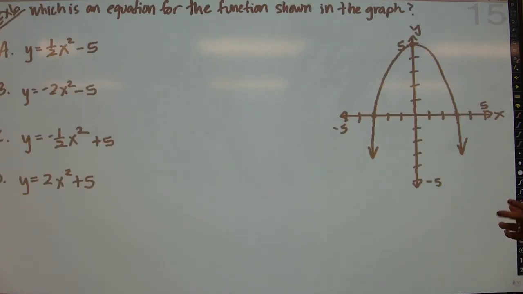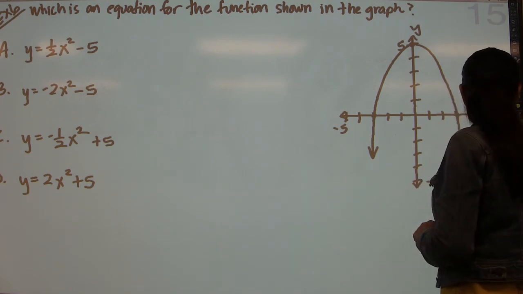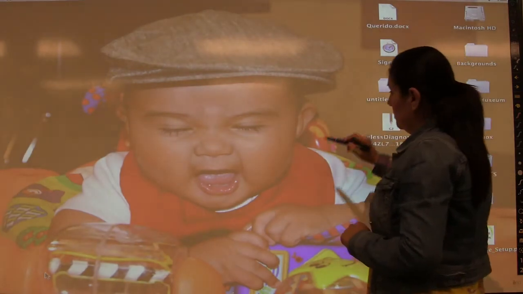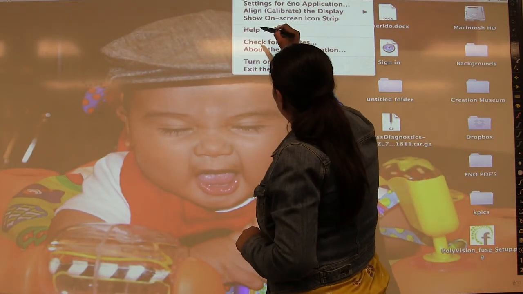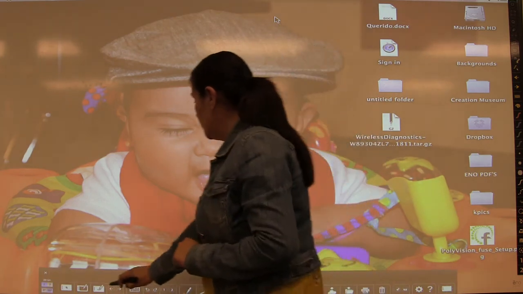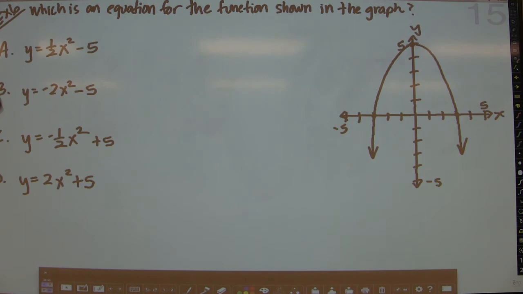examples. This is actually kind of, it's not a trick question, but it's, oopsie daisy. I want to bring back my strip down here. Sorry about that. And here we go. So in this case, it's a multiple choice question. It says, which is an equation for the function shown in the graph?